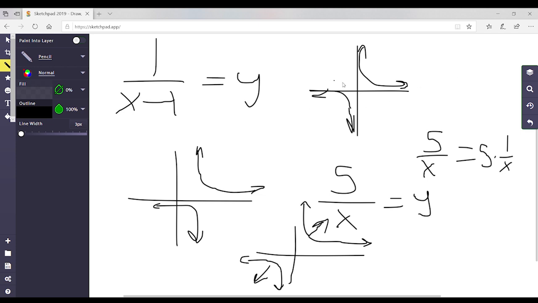So those are most of the transforms that you'll probably see, if you'll even see them, in grade 11. And that's asymptotes, and that's reciprocal functions.